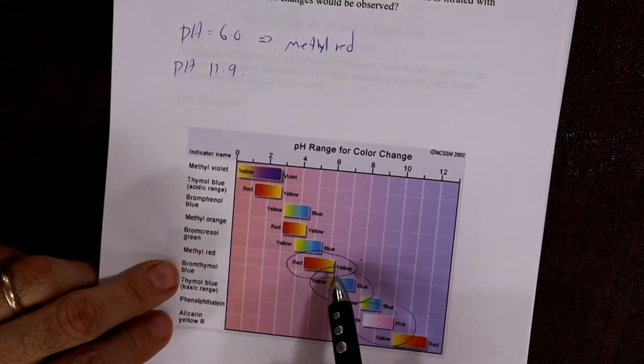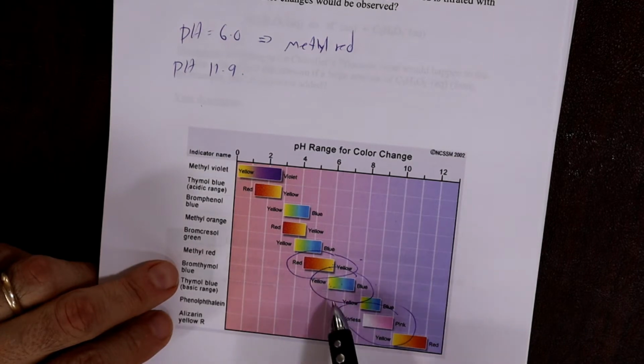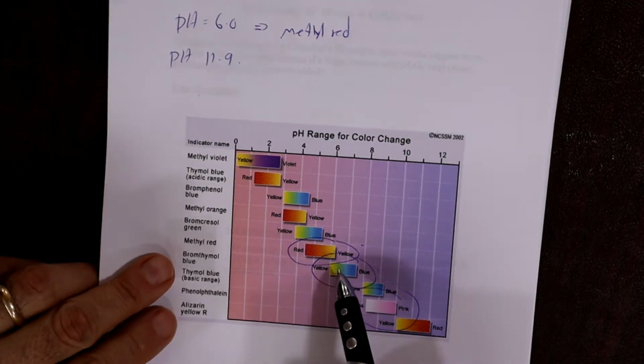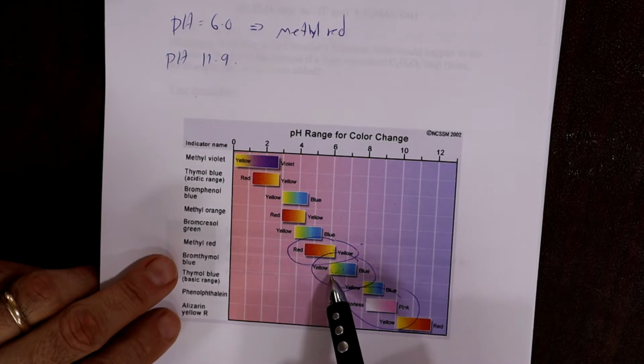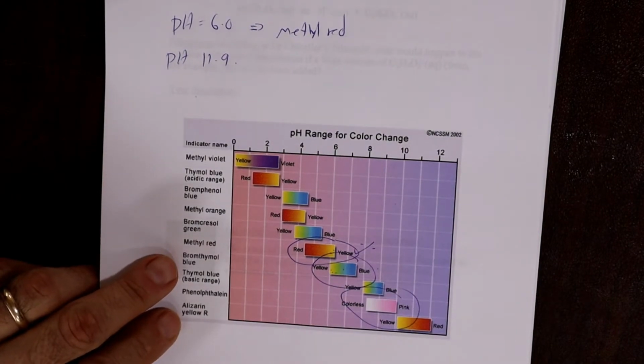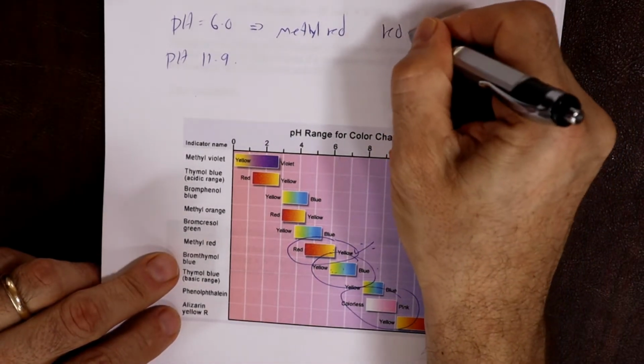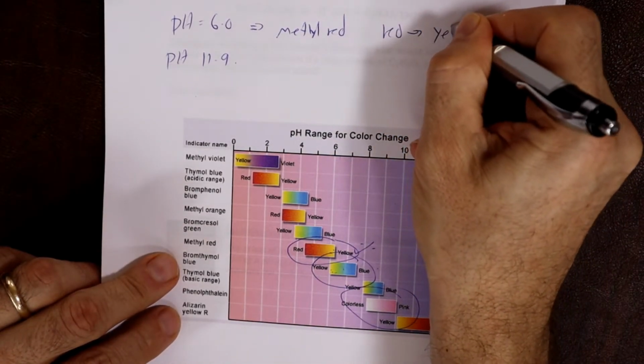Because it is red below 6 and yellow above 6. This one changes to yellow. Bromophenol blue changes, it's yellow right at 6, so we might miss it actually, so this is the better one. All right, now, and so that goes from what? It goes from red to yellow.